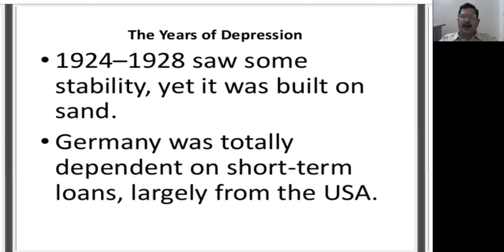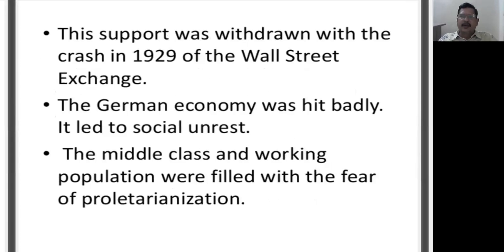The period between 1924 and 1928 saw some stability, yet it was built on sand. It was not very strong enough to make the country's economy stable, even though they found some stability in these four years. Germany was totally dependent on short term loans, largely from the USA. The support was withdrawn with the crash of the Wall Street Exchange in 1929. Wall Street Exchange is the stock exchange of the USA. When it crashed, the economy fell down and the support was withdrawn from the USA also. The German economy was hit very badly.